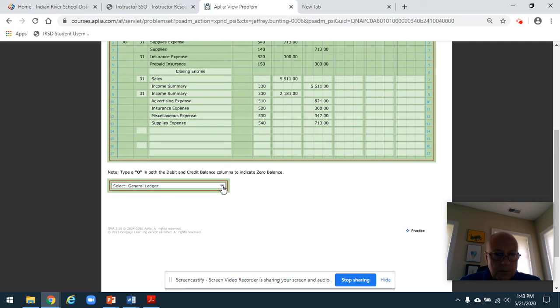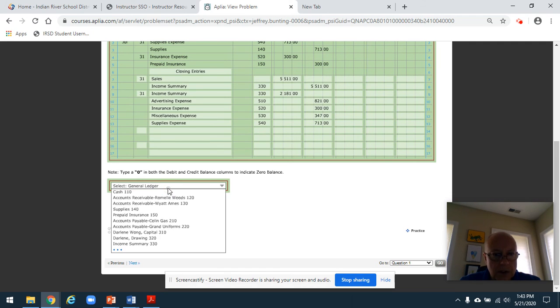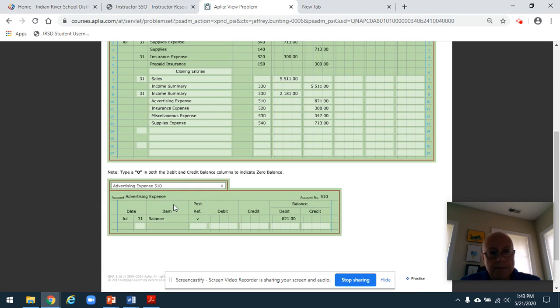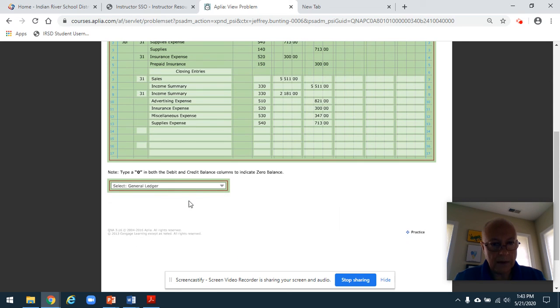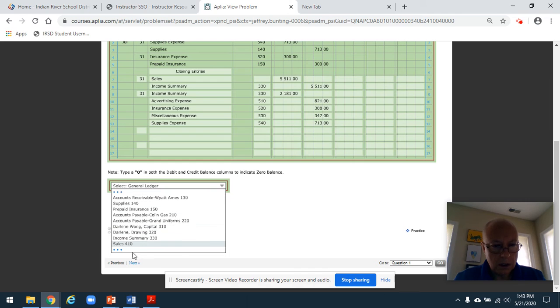Okay. So let's go back to our expenses and get those done real fast. So we got add expense, 31st, we got a credit entry of 821. So you close credit to credit. All right, 0 there.